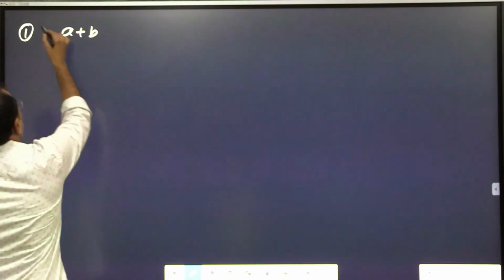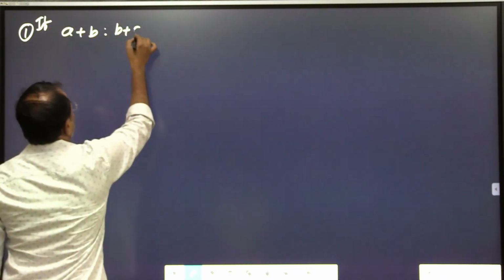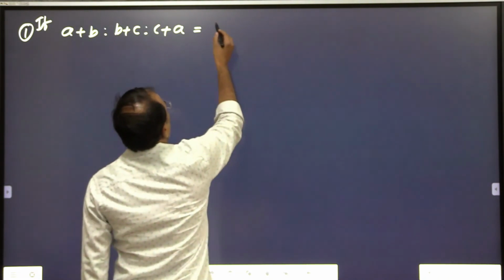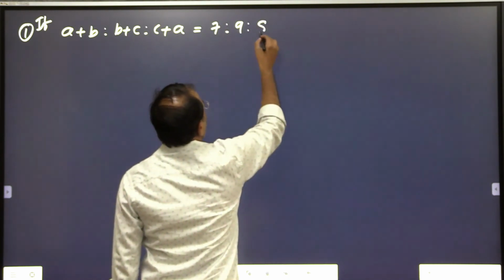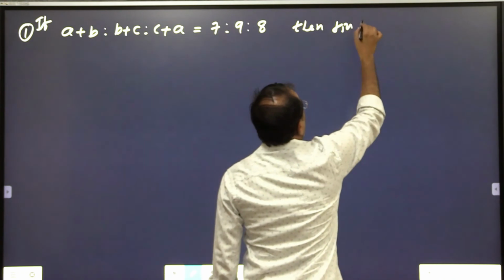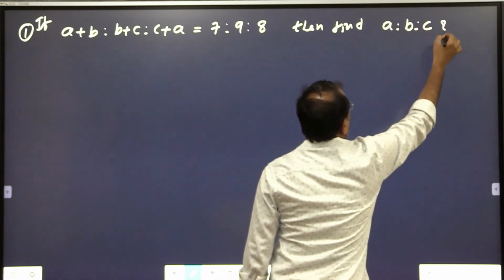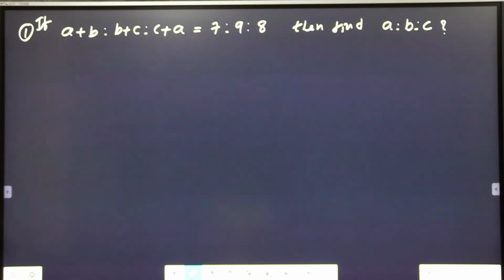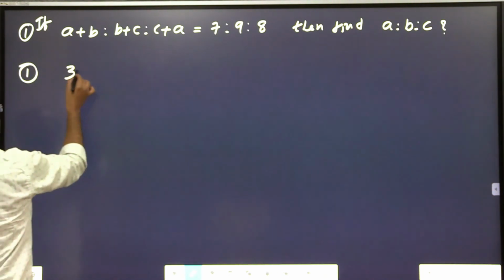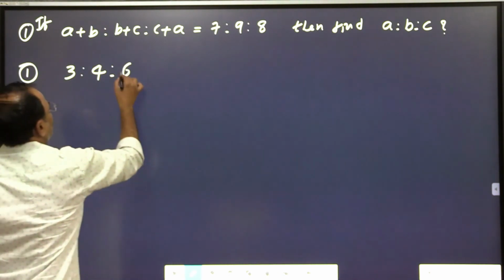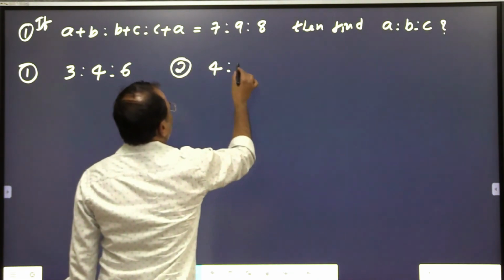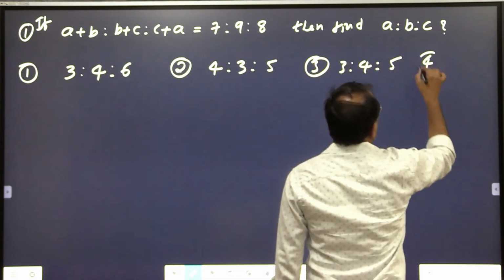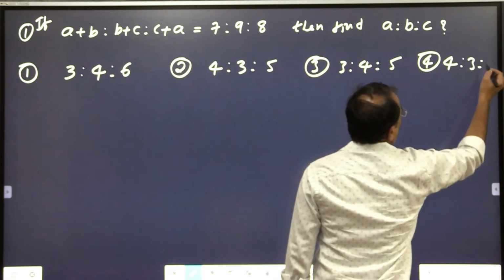So, if A plus B is to B plus C is to C plus A is equal to 7 is to 9 is to 8, then find A is to B is to C. We will do this option-wise. Option 1: 3 is to 4 is to 6; second one: 4 is to 3 is to 5; third option: 3 is to 4 is to 5; fourth option: 4 is to 3 is to 6.